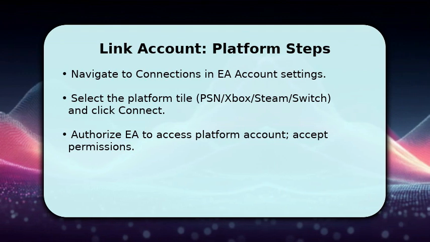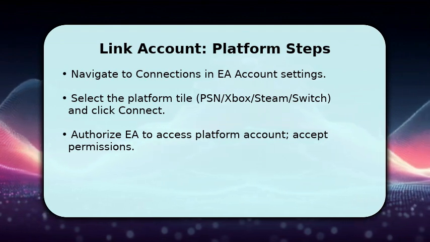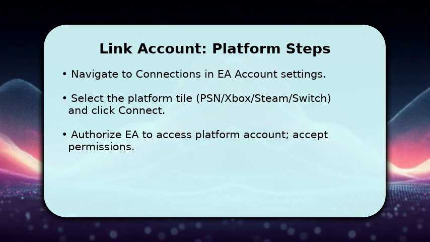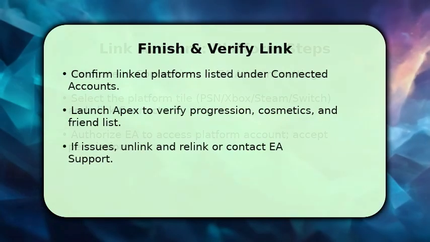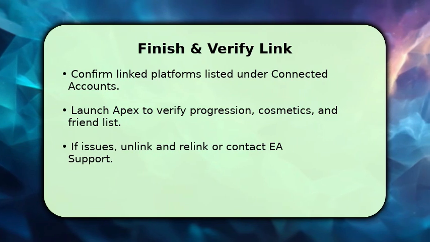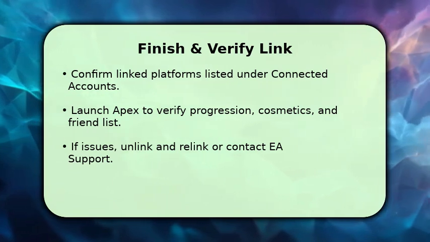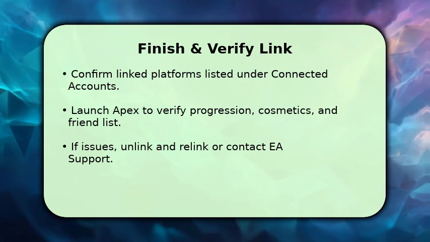If linking secondary accounts, repeat the same steps for each platform. Once you finish authorization, check connected accounts in EA settings to confirm the platform appears. That status is your primary indicator that linking succeeded.